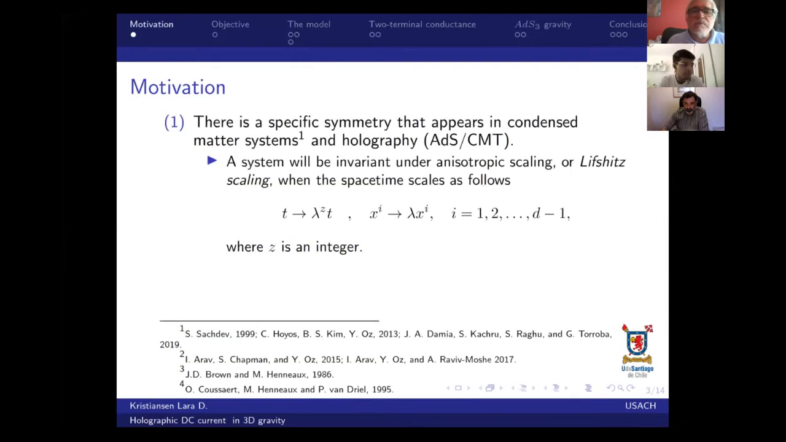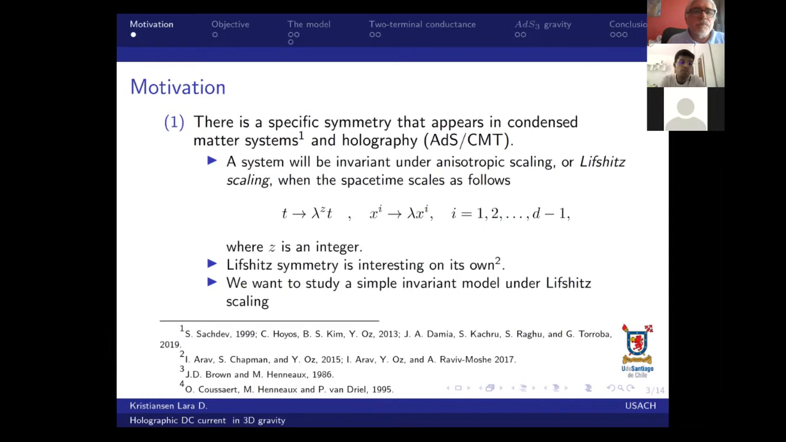There is a specific symmetry that appears in condensed matter systems, and its name is Lifshitz scaling or anisotropic scaling. And the scaling, you can see it here, where lambda is some number and z is some integer. The Lifshitz symmetry has been studied in different references. And we want to study a simple model invariant under Lifshitz scaling, that is the anisotropic chiral boson.